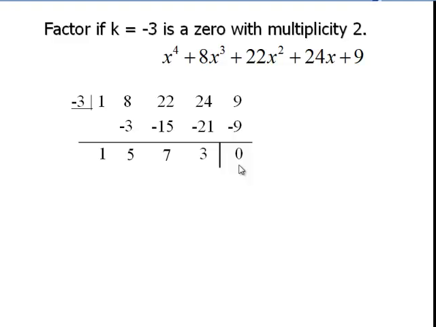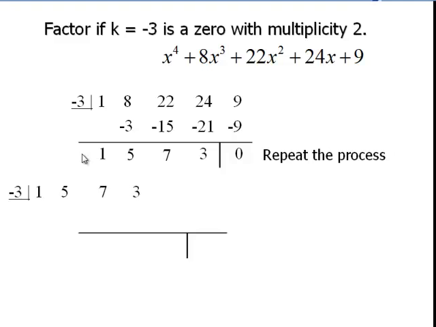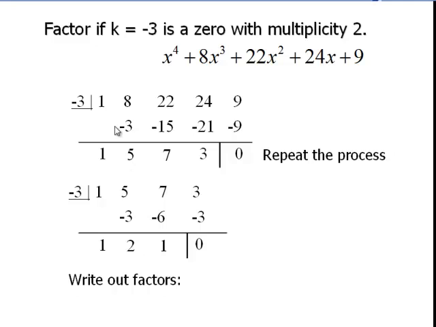That just means it's a 0. It is a factor. Now, we can do this again. Put the -3 in front, then 1, 5, 7, 3, and do it again. Bring the 1 down. -3 times 1 is -3. 5 minus 3 is 2. -3 times 2 is -6. 7 minus 6 is a positive 1. -3 times 1 is -3. Combined gives you 0.